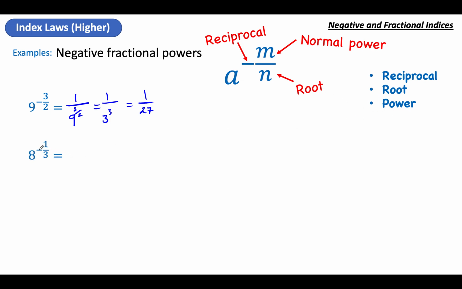Reciprocal first, because there's a negative fraction here, so negative first. So 1 over, and it's the same power, but now just positive, so 1/3. There's a fractional bit, there's a root. So we'll do that next. It's a 3, so that's a cube root, isn't it? 3 cube root. So that's cube root of 8 is 2. And now the top power is just 1. So actually that is just a half.